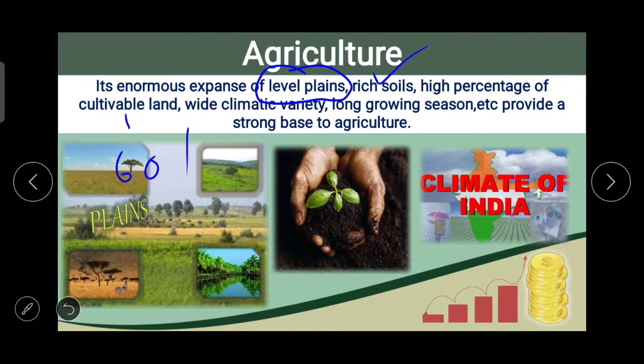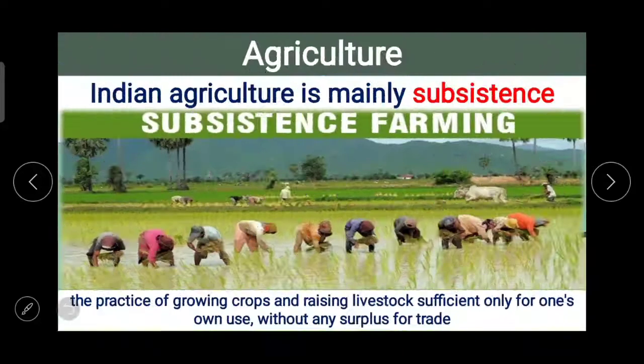We have different seasons in our country, mostly 3 seasons: summer, winter and the rainy season, so that the farmer can go for many crops or varieties of crops. Then long growing seasons. These things provide a strong base to agriculture, and that is why a large number of people are directly or indirectly related or engaged with the field of agriculture. Indian agriculture is mainly subsistence type.